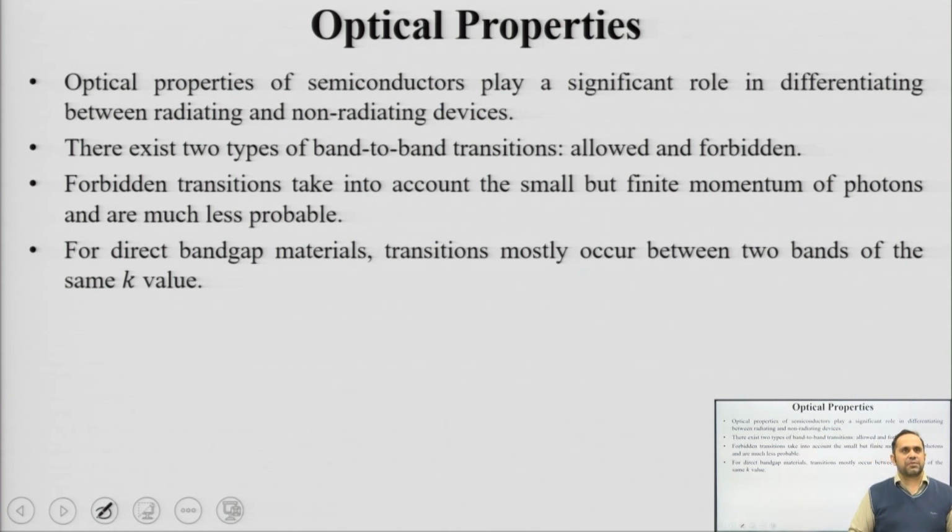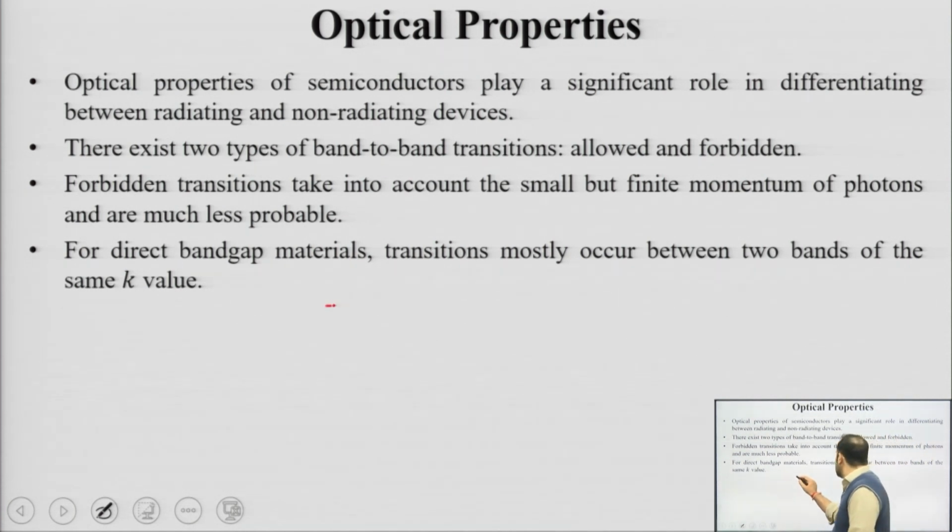So, you have two types of transition, one is known as allowed, another is forbidden. The so-called forbidden transitions take into account the small but finite momentum of photons, and the probability of this forbidden transition is actually less. And the so-called direct band gap materials, we have had a small discussion on this before, direct and indirect semiconductors. In direct band gap materials, these transitions mainly occur at the same value of momentum.